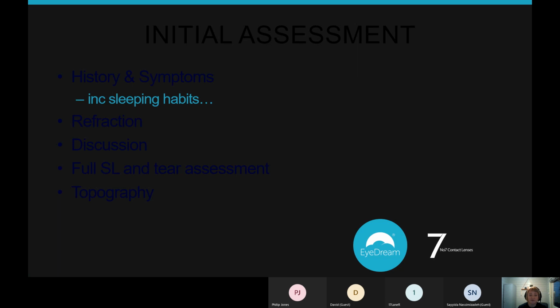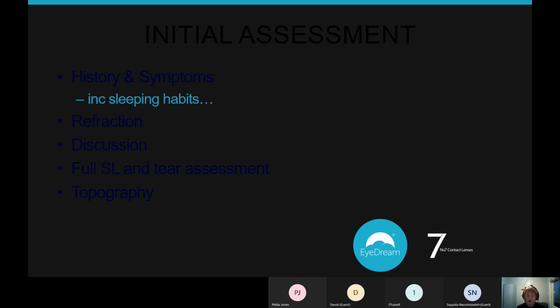When you do your initial assessment, you want to do a good history and symptoms. So you want to talk to them about general ocular health, etc., previous contact lens wear, any previous contact lens wear problems. But that's very much the same as you would be with a normal contact lens fitting. The difference is that you ideally are going to add in some questions about their sleeping habits. So you're going to be asking them about hours of sleep, sleep patterns, are they shift workers, etc. In an ideal world, you would also be asking them if they slept in any weird positions. But I haven't found a way of asking this without sounding like a scary stalker. So if you can manage that, then go ahead.